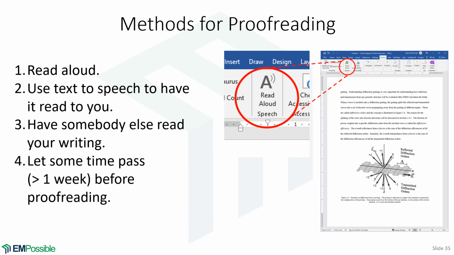Another thing you can do is just set your writing down for at least a week and come back and proofread it. If you have a bad memory, maybe it doesn't even need to be a week.